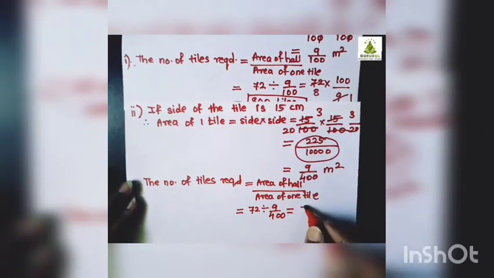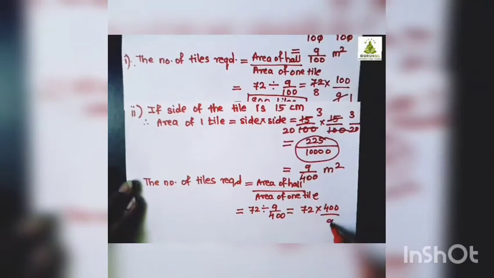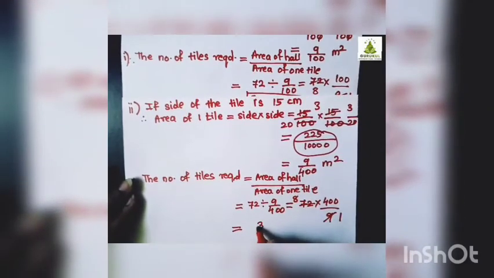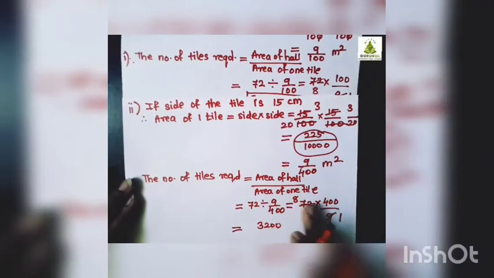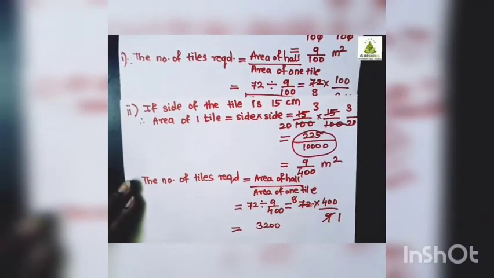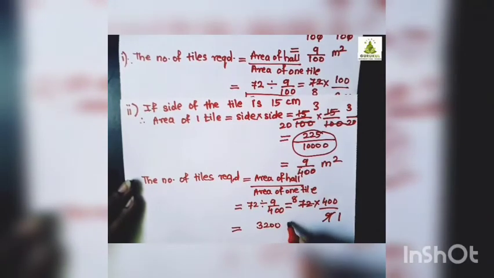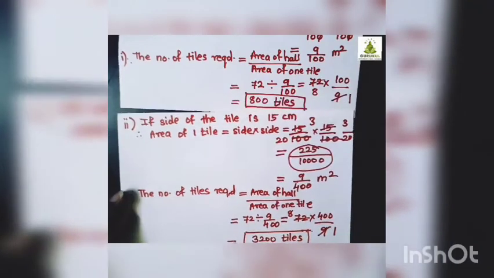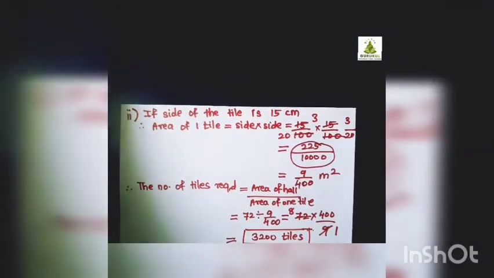Do the calculation. 72 into 400 upon 9. 9 ones are 9, 9 eights are 72. 8 multiplied by 400, so it will be 3200. 8 fours are 32 and 2 zeros on this one. So the final answer is 3200 tiles. This way we have found the answer.